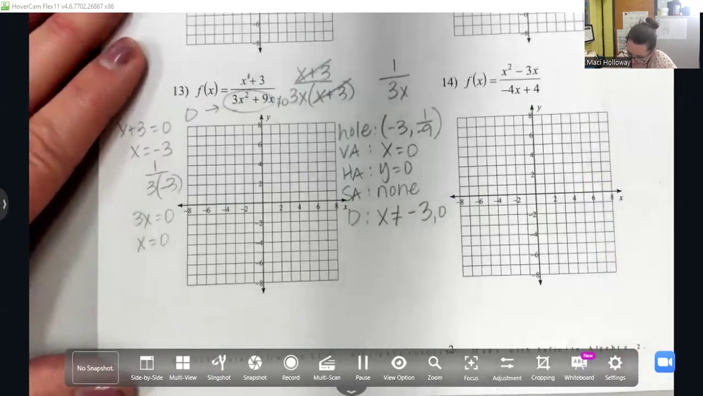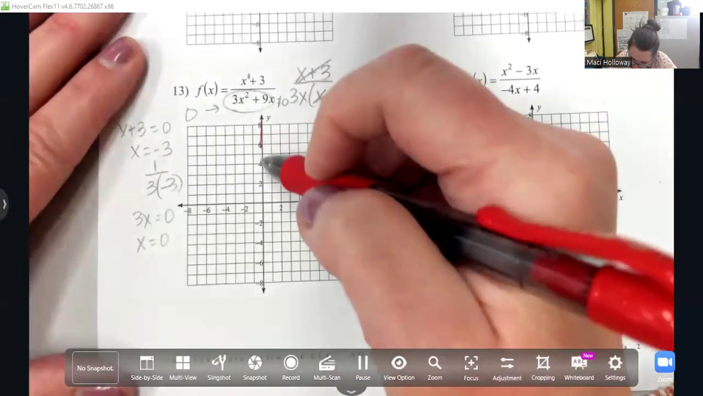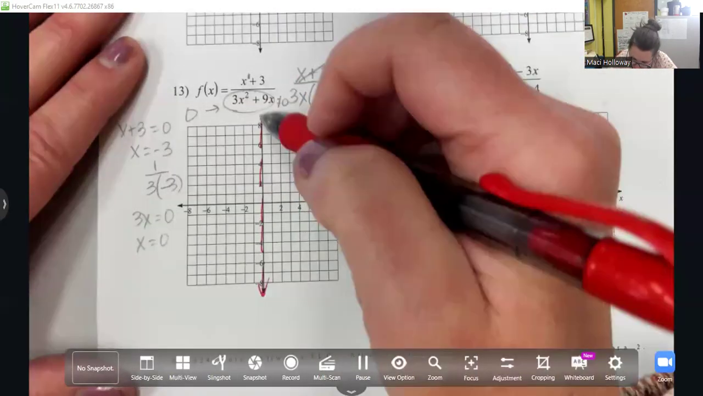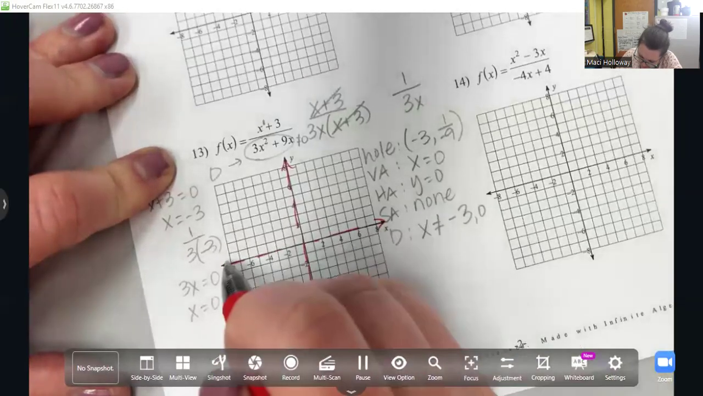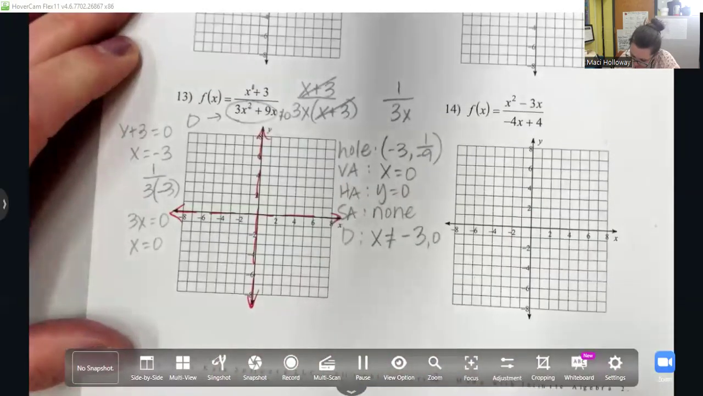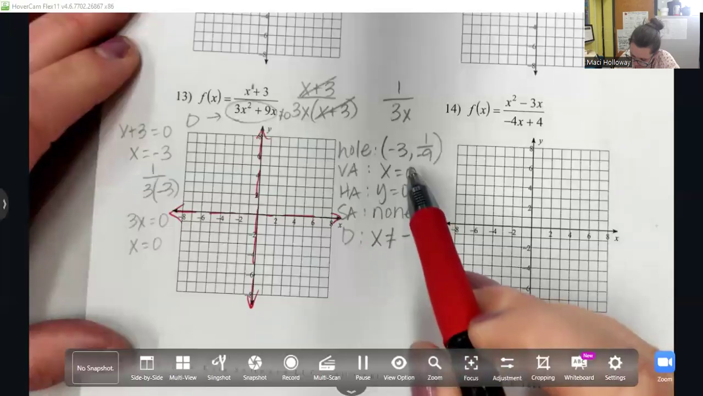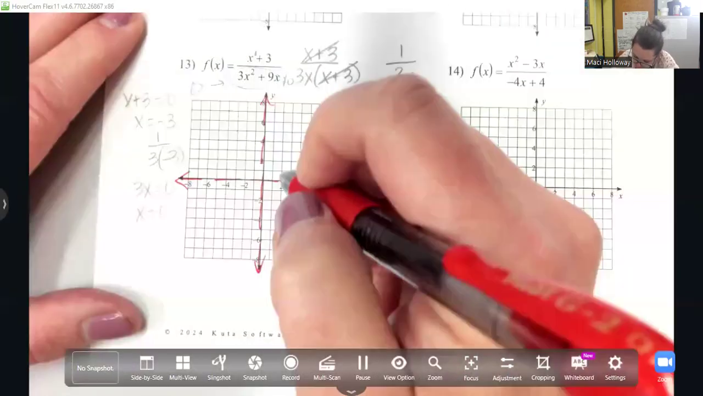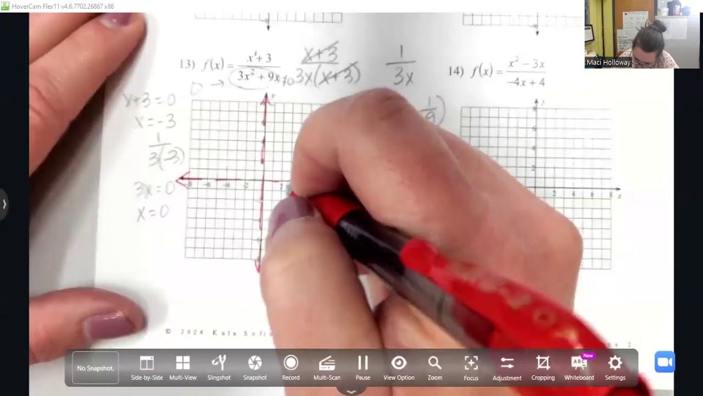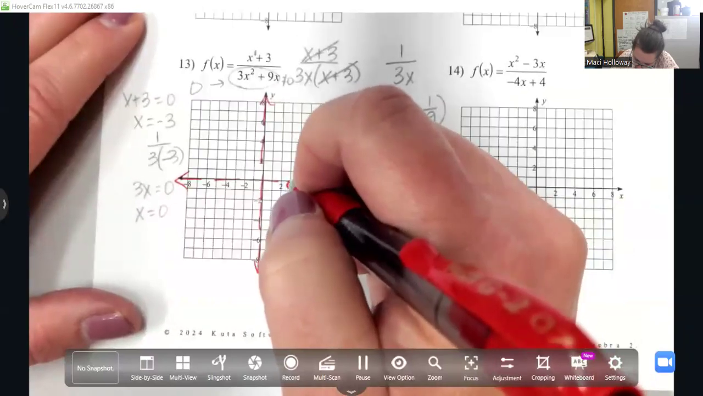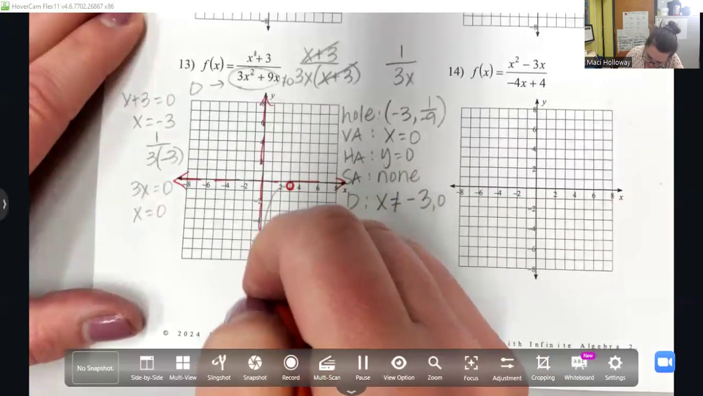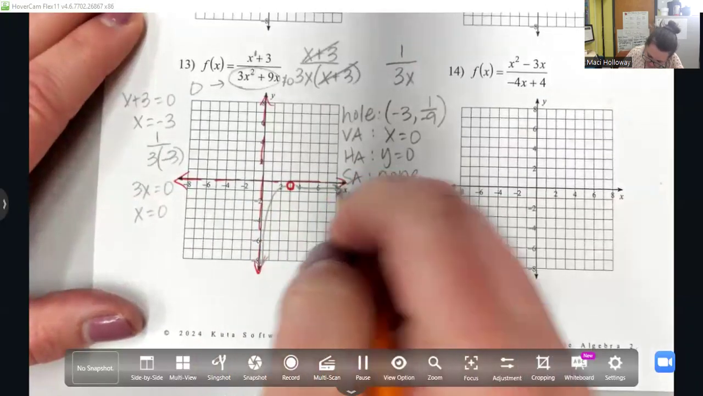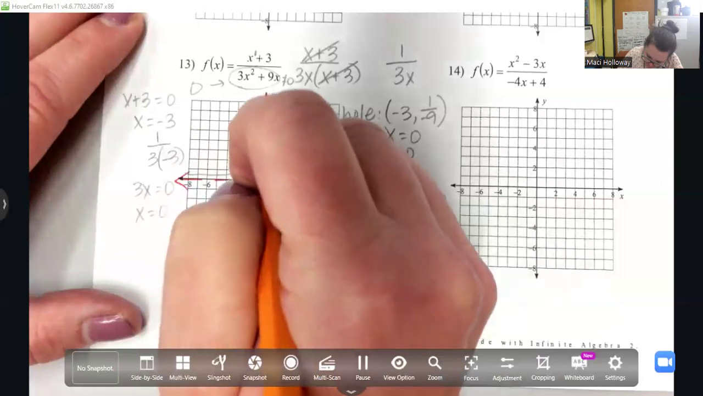We have a vertical asymptote at 0 and a horizontal asymptote at 0. We have no slant asymptote. X cannot equal those numbers, and we have a hole at -3, -1 over 9. So it's like right here. All right, so I'm just gonna draw a little curve right here because we know it's on this side and this side.